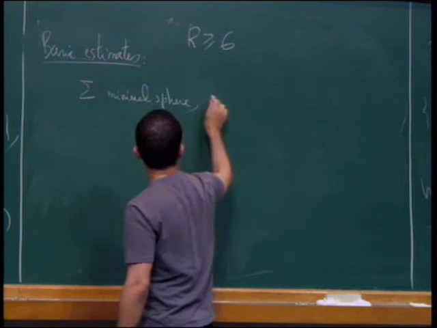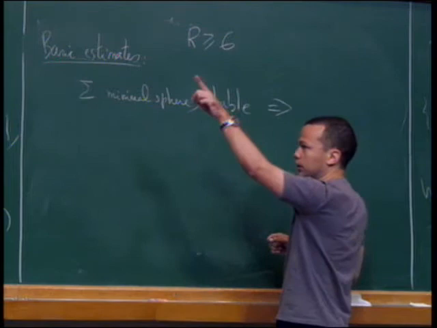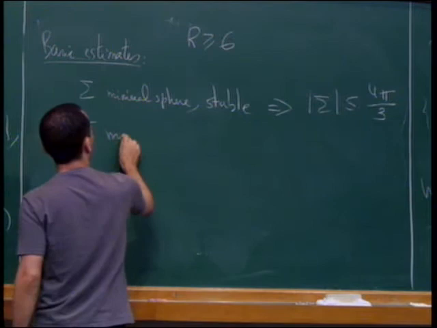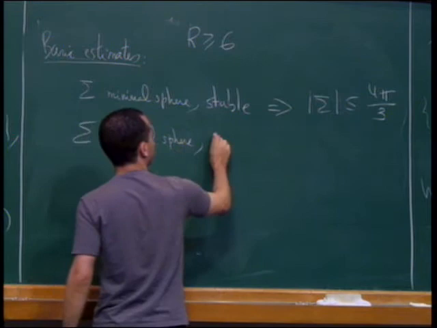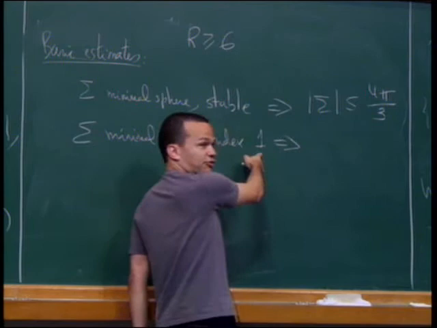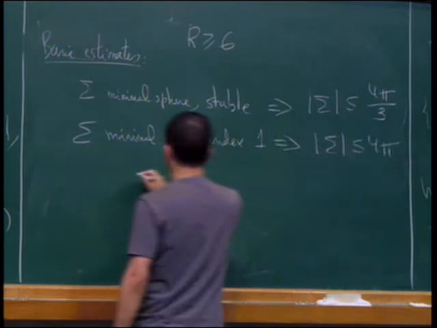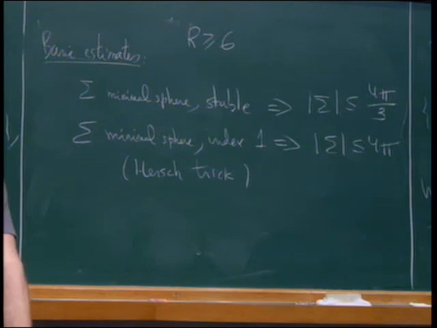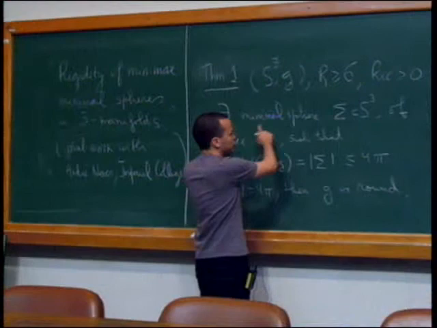and if this minimal sphere happens to be stable, then you can prove just by the inequality that I wrote in the beginning of the talk that the area is at most 4 pi over 3. And again, very classical, if the minimal sphere happens to be of index 1, which is the case for the round sphere, right? Then the area should be bounded by 4 pi. This is based on the so-called Hersch trick or technique, which uses the uniformization theorem, right, to prove such a bound. So this is very classical. So what we have to do is to prove that such a sphere exists, such a sphere achieving the width. Once we know that it is index 1, it follows automatically that the area is bounded by 4 pi.